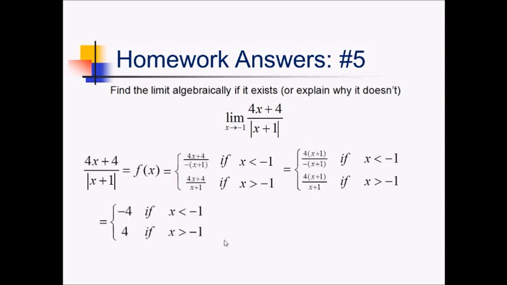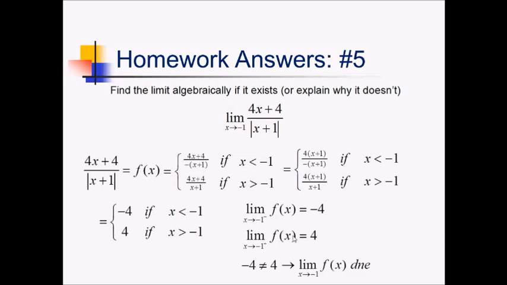All right, time to look at the left versus the right limits. The left side limit at -1 is just going to be this constant -4. Right side limit at -1 comes out to a +4. Since -4 and +4 are not the same, since the left and the right limits do not match, that means my overall limit as x approaches -1 does not exist for this problem.